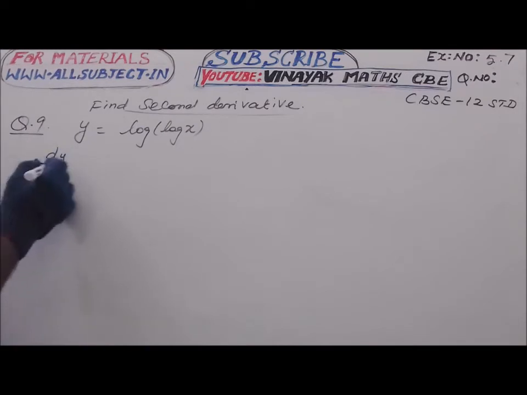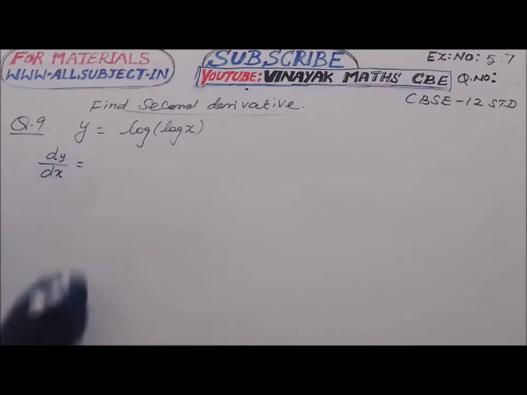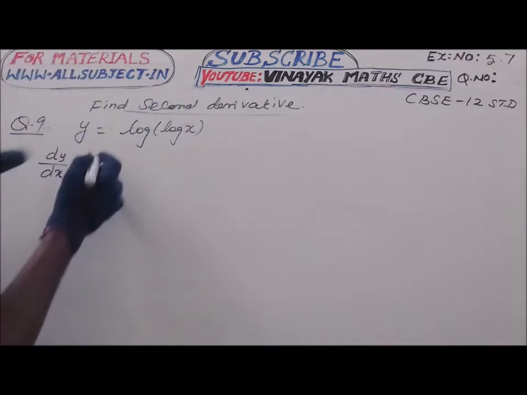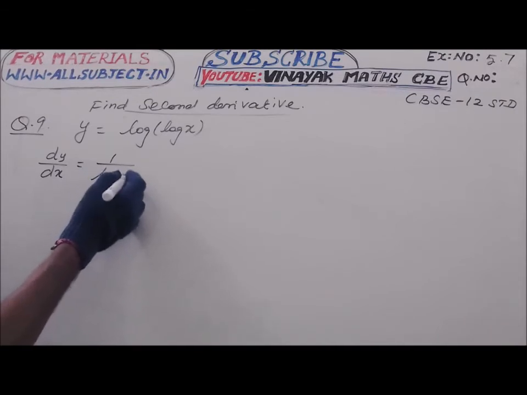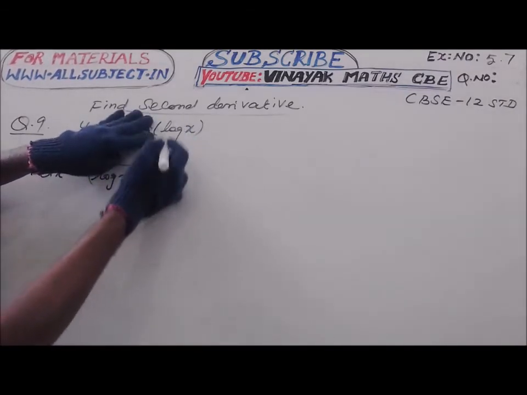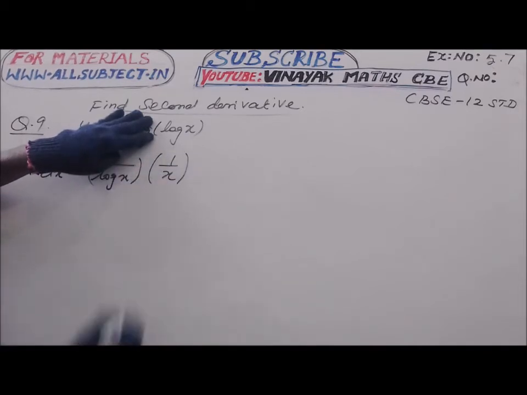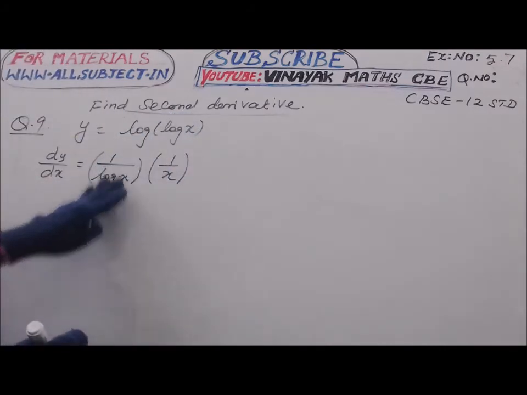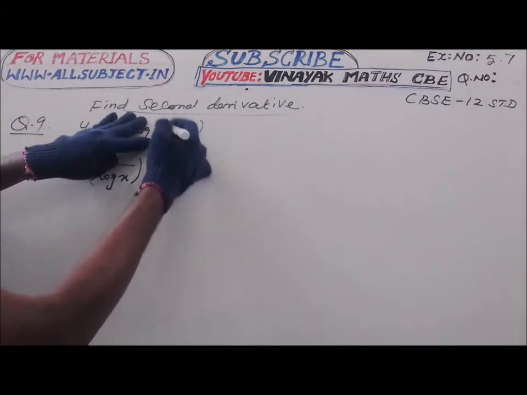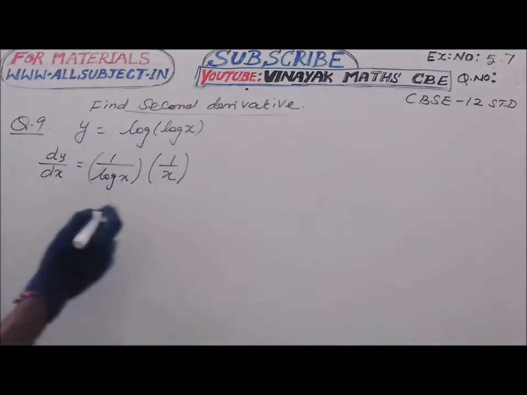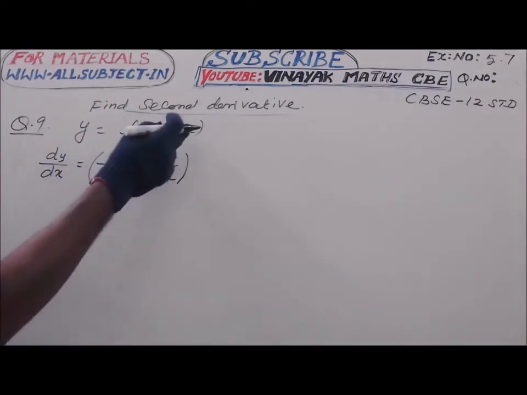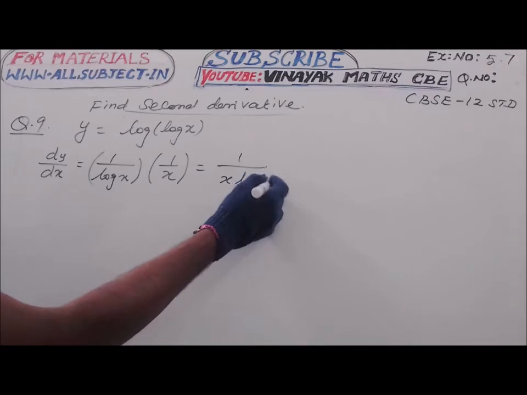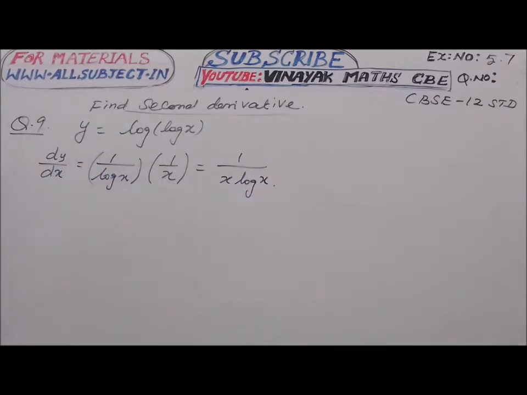So dy by dx is equal to, differentiate with respect to x, first of all taking this log x as x, the derivative of log x is 1 by x. So 1 by log x into, again differentiating this log x, multiplied with 1 by x. Now moving to the second function log x, the derivative of log x is 1 by x. So the derivative of y equal to log log x is 1 by x log x.